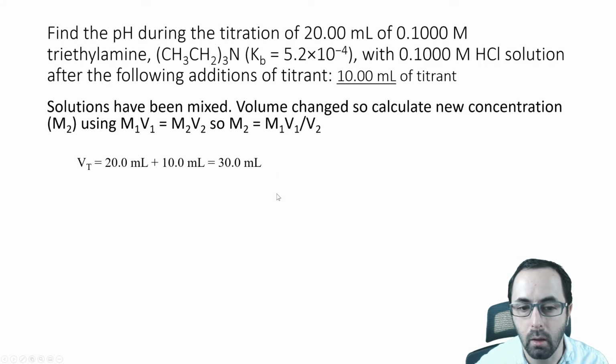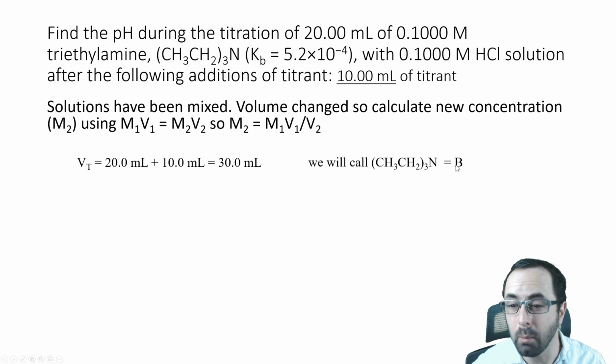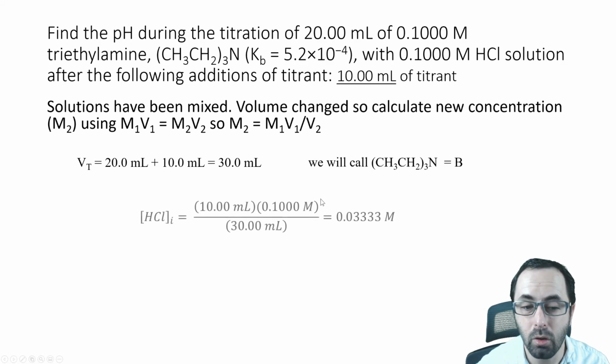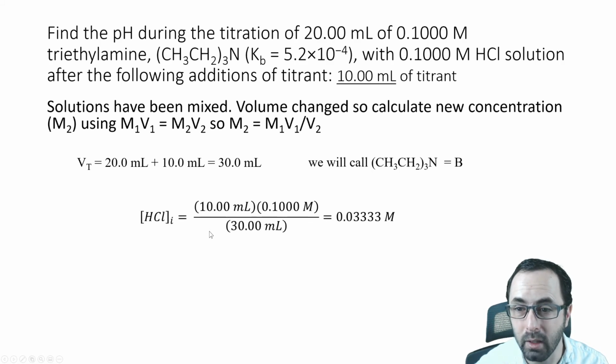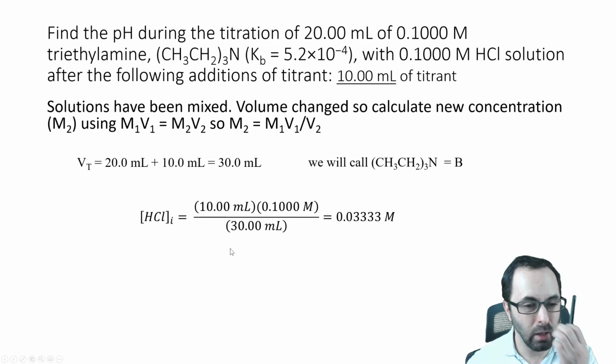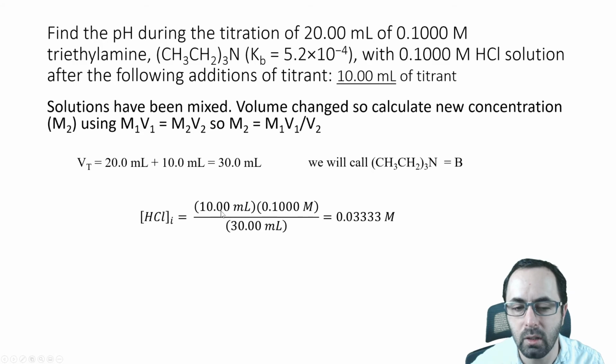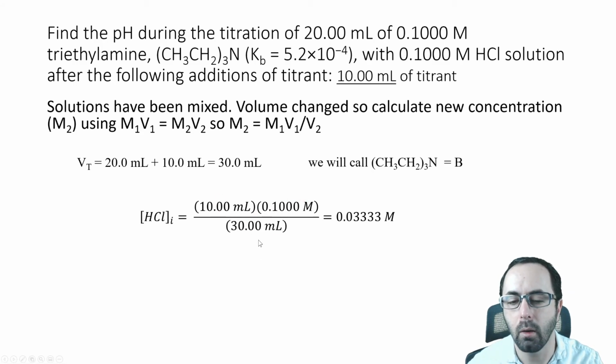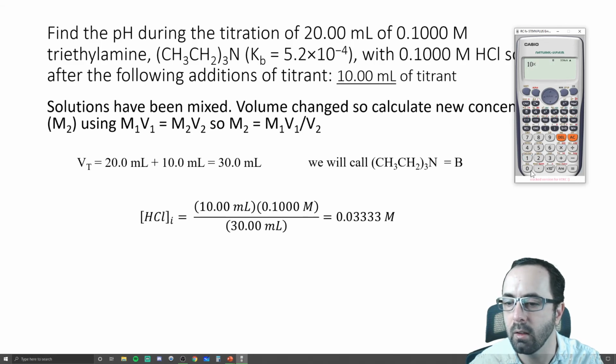Now, again, we're going to call the weak base B. We're just going to keep calling it B. So the initial concentration of our HCl here is going to be its initial volume, 10 milliliters, that's V1, times the concentration, M1, that's 0.1 molar, divided by the V2, the total volume at the end, which is 30 milliliters, okay? And so then our concentration here is this 10 times 0.1 divided by 30. We can put that in our calculator if we want to. 10 times 0.1 divided by 30. And to 4 sig figs, we get 0.03333.